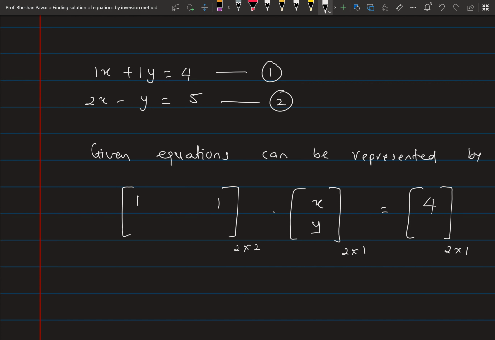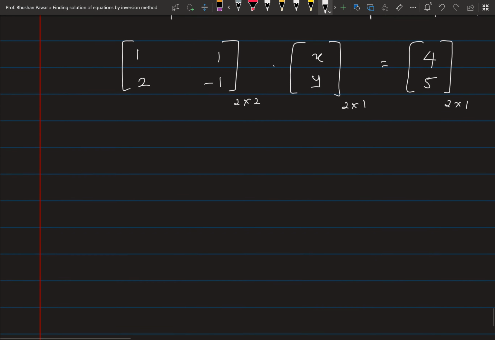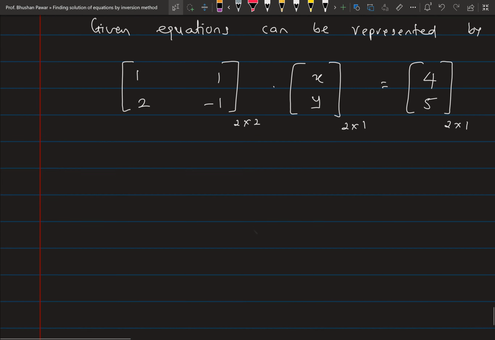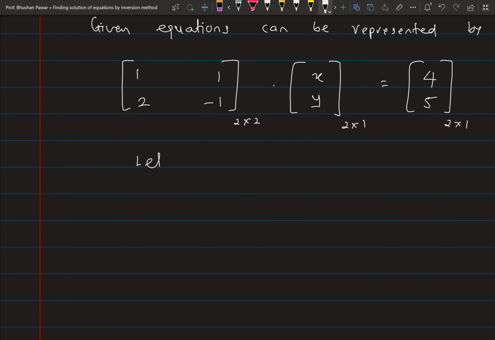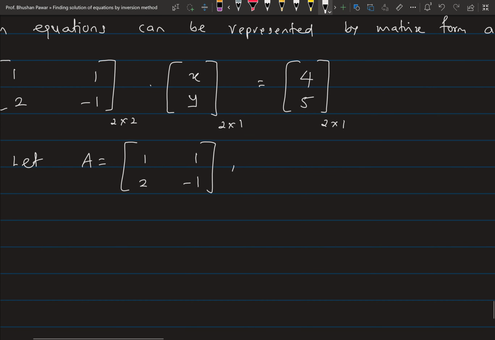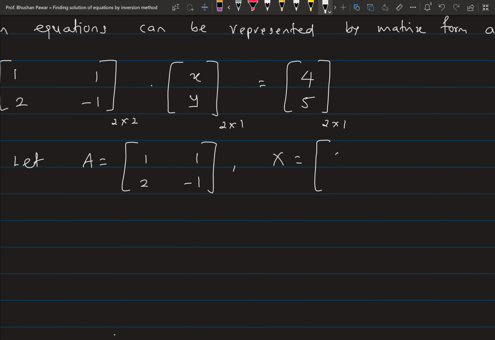Similarly, from the second equation the coefficients are 2 and minus 1. On the right hand side we have the number 5. Alright, now we need to simplify this system as AX equals B. For that, let's assign the names. The first matrix is taken as A, the variable matrix x and y as capital X, and B as 4 and 5. Therefore we get AX is equal to B.